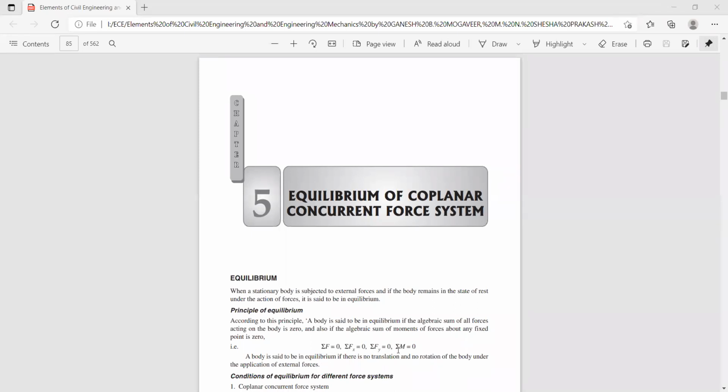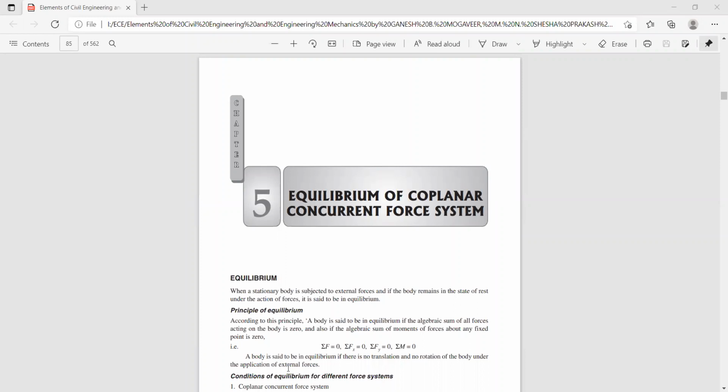And in case of a non-concurrent force system, the necessary and sufficient conditions for equilibrium are sigma Fx is zero, sigma Fy is zero, and the sum of moments of all the forces acting on the body should be equal to zero. Now, a body is said to be in equilibrium if there is no translation and no rotation of the body under the application of external forces. If the body is not moving in either translational motion or rotational motion, then the body is said to be under equilibrium condition.